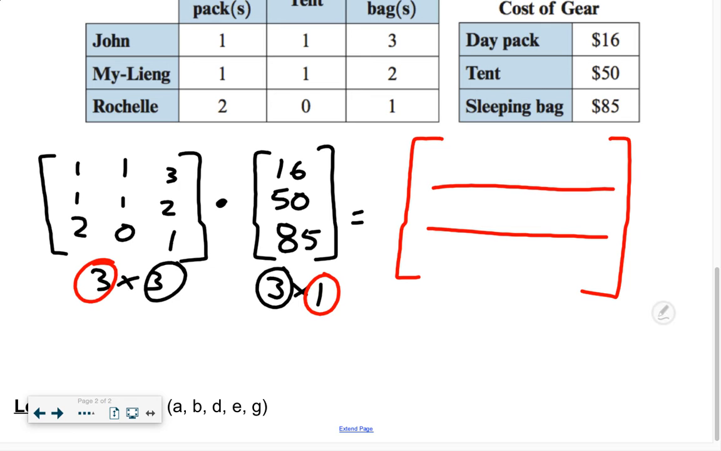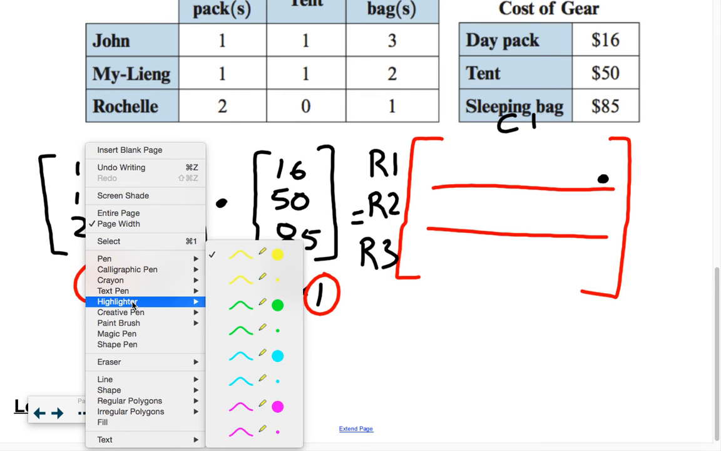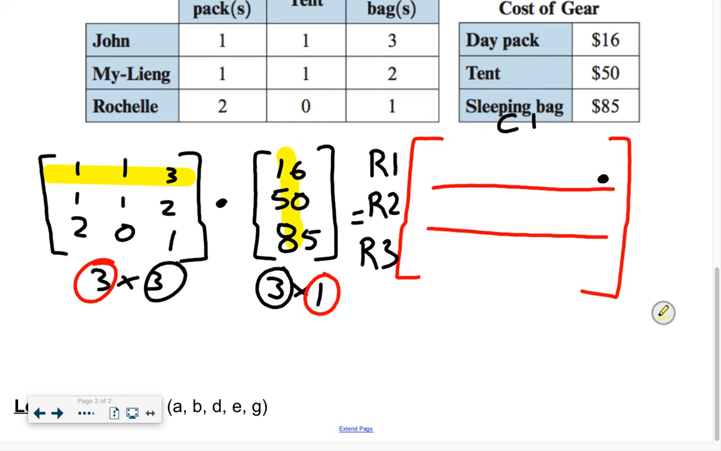Now before, I told you to identify the columns, identify the rows. At least to begin with, I want you to put the R1, R2, R3, and C1. Once you get more comfortable with it, then you may not have to do it. But let's start with this one. If I want to find that element, what row and what column do I use? Well, row 1, column 1. Row of the first times column of the second. It's always horizontal and always vertical. 1 times 16 is 16. And then continue to work from left to right, up to down. 1 times 50. And 3 times 85. 255.